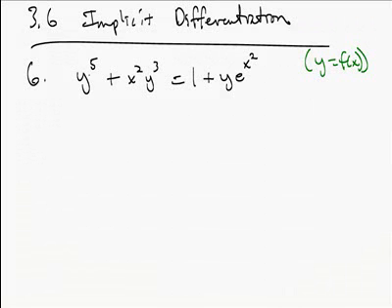So alright, we're going to use the chain rule right off the bat here. Y to the 5th, the derivative of that is 5 times y to the 4th times the derivative of what's inside. The inside function is y. The derivative of that is dy dx. Alright, so far so good.